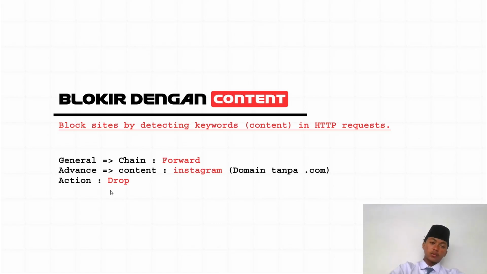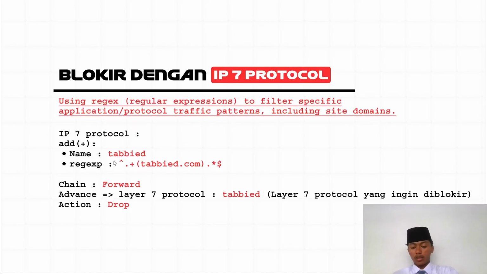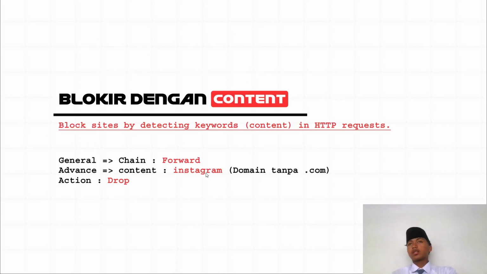Next, the third is we can block with content. This blocks sites by detecting keywords in HTTP requests. So this is blocking by keyword. For example, the chain is forward and here there is Instagram, because usually people search Instagram in Google, just typing Instagram. So you can put Instagram here without .com, without the domain, because this is the keyword, not the domain. And don't forget action drop.